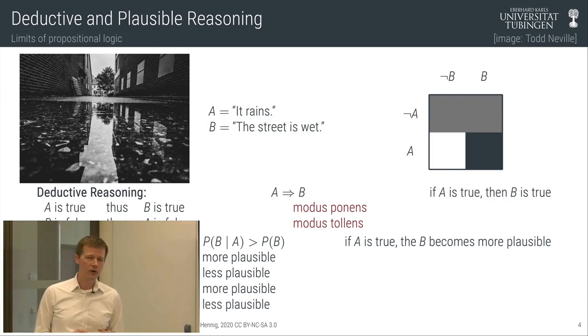So why does this not work in classic propositional logic? Well, the reason for this is that it's not the formalism itself, it's that it is restricted to binary truth values, that it's only possible to say something is true or false.